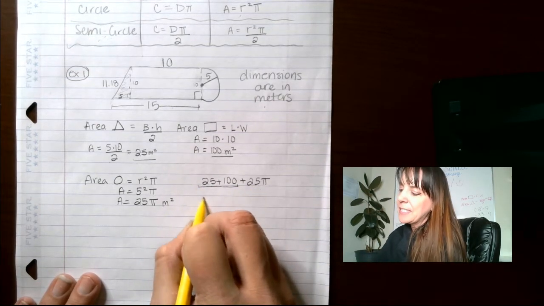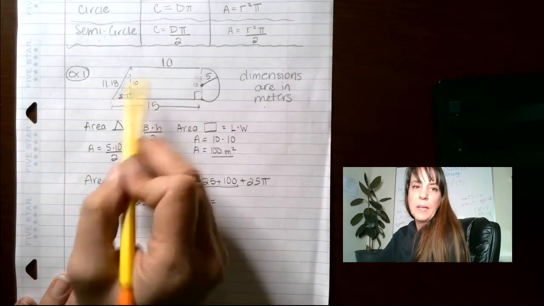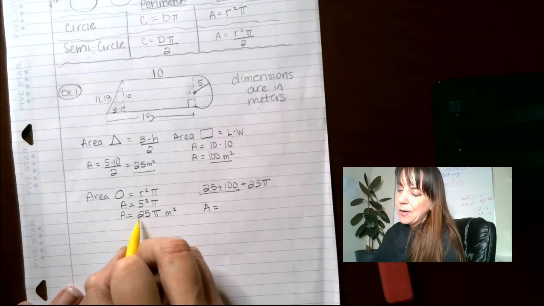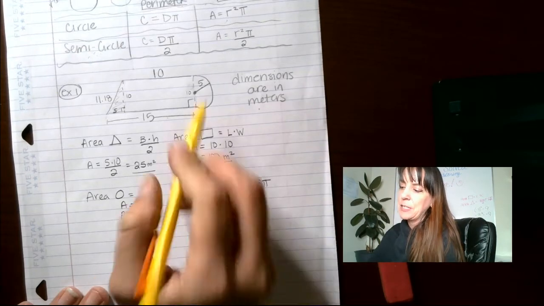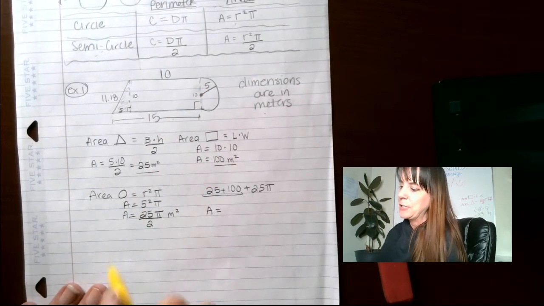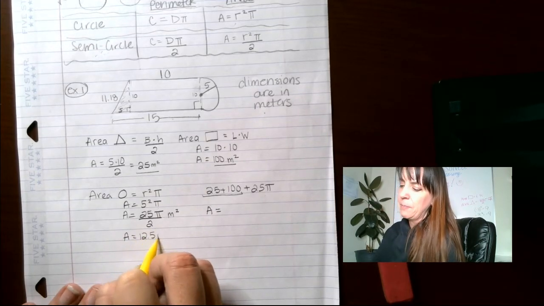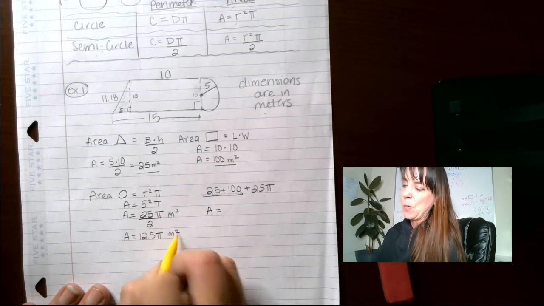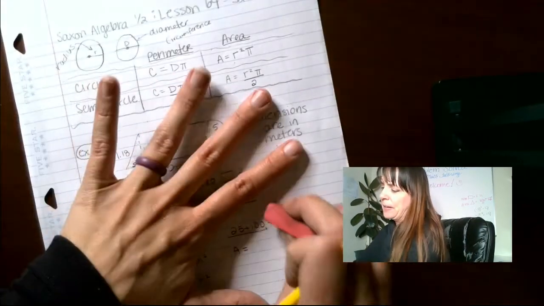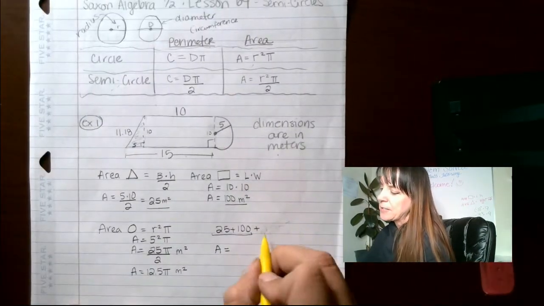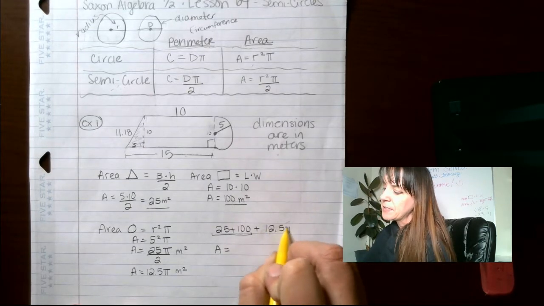So your answer is the area of that whole big thing here is, oh, shoot, you know what? I just realized I made a mistake here. We forgot. We got to divide that by 2. It's a semicircle. Got to divide by 2. So the area is actually 12.5 pi meters squared. I'm so sorry about that. So I knew I was going to forget to do something. Okay, so that's 12.5 pi meters squared.